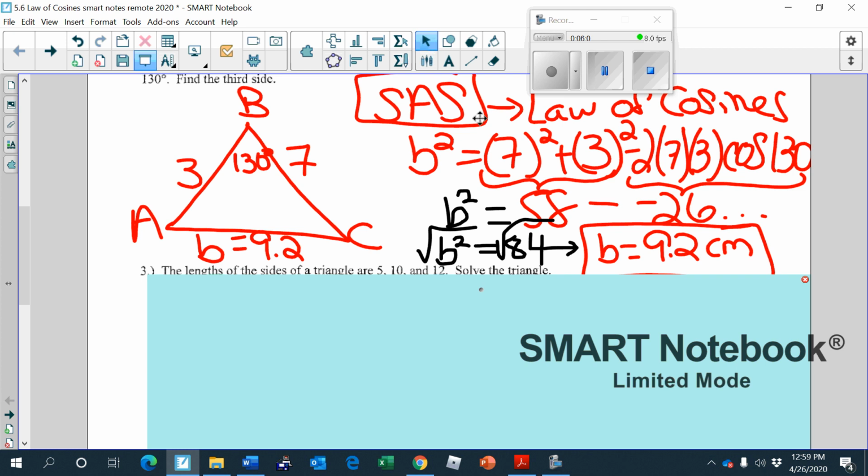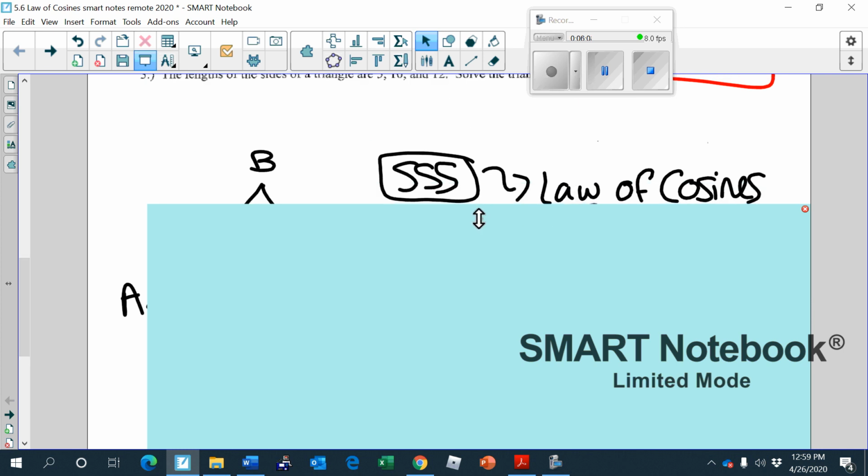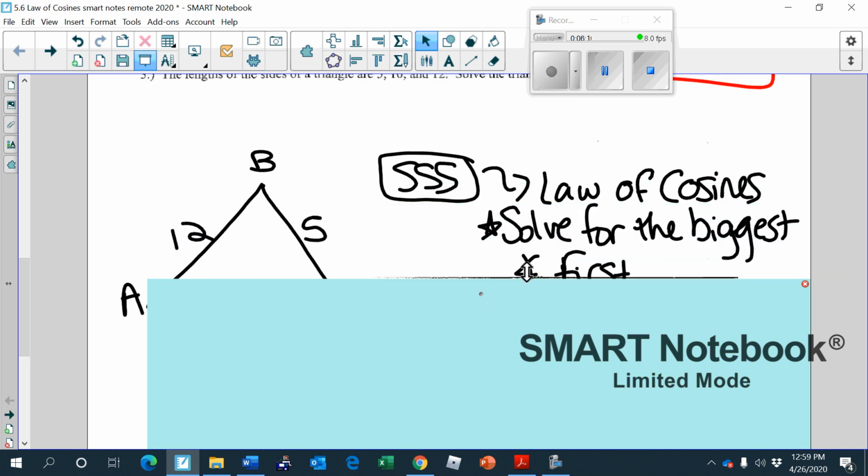Here's a really important note about solving for the angles. When you are using law of cosines, you see my note here? You have to solve for the biggest angle first. It's a rule, and if I was with you, I would probably be able to explain it more. Again, over the computer, what I need you to know is to solve for the biggest angle first if you're using law of cosines. Okay, so let's do that.